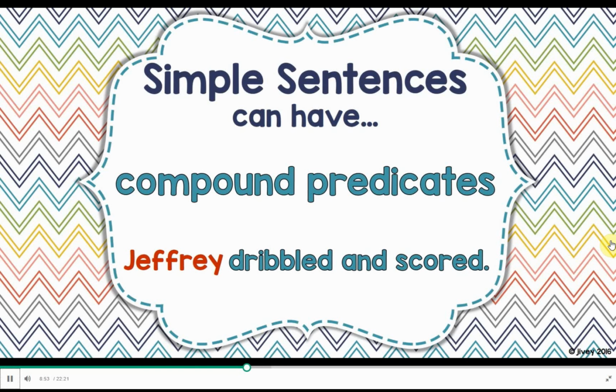Just like subjects, we can have compound predicates too. Instead of saying, Jeffrey dribbled, Jeffrey scored, in two separate independent clauses, we can create a simple sentence with a compound predicate. Jeffrey dribbled and scored.